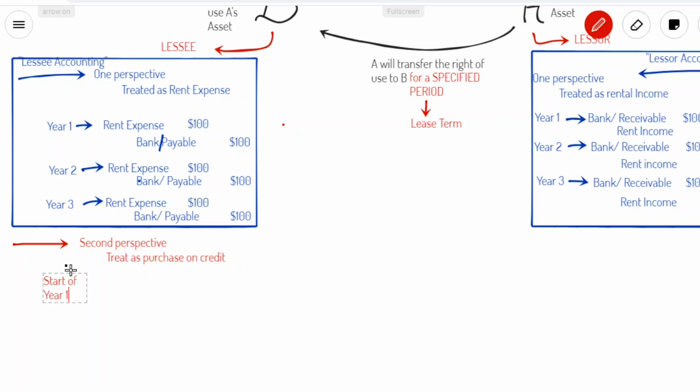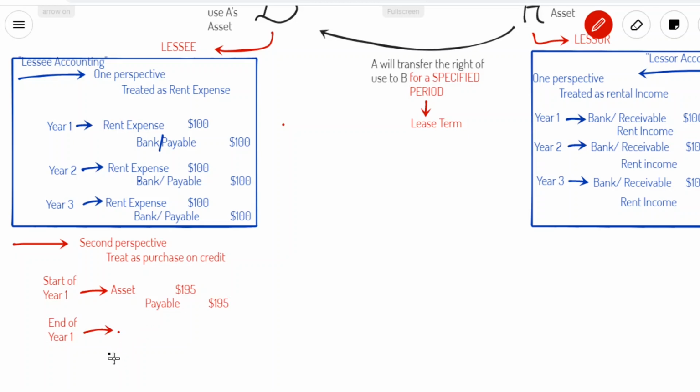It could be seen as the lessee having purchased that asset on credit, and when we purchase on credit, the entry would be that the asset would be debited in the lessee's books, and the payable or liability would be credited, which means debit the asset by the price and credit the liability. Now once the liability is repaid, it's repaid with interest. So for example, if the price of that asset was $195, at the end of each year the lessee paid back $100, which means some component of the transaction was perhaps interest and some component was principal.